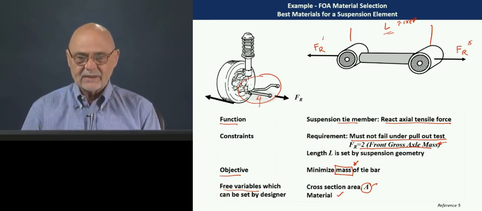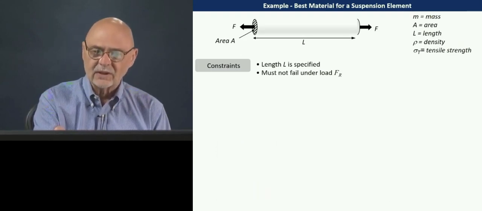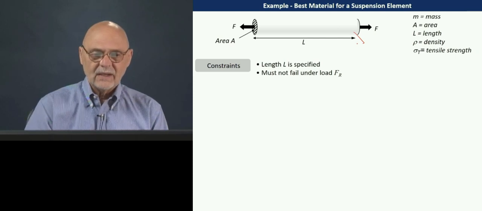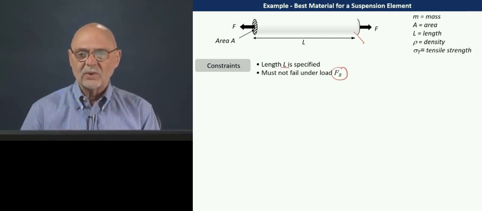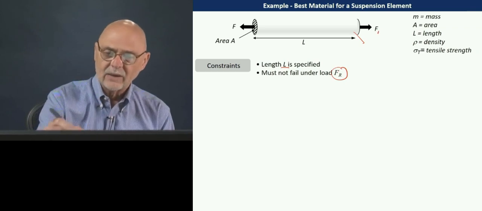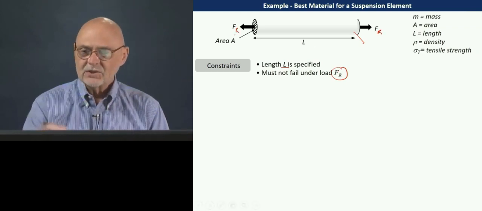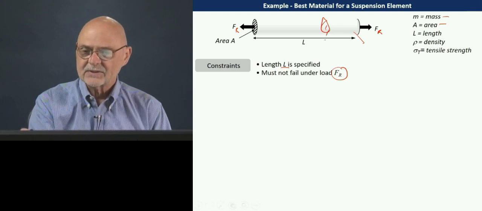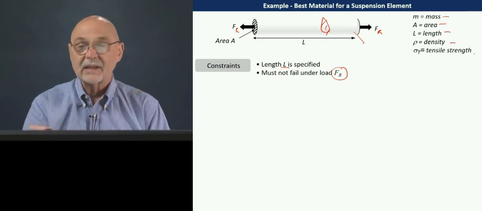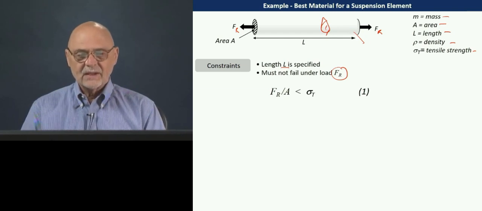So let's look at the physics behind this case. So here's our little tie bar here. Length is given. We know some load that we're going to be applying, and we don't want to have a tensile failure. So here's the mass of the little bar. Cross-sectional area is this, the length, density, and the tensile strength. Those are pretty obvious parameters there.